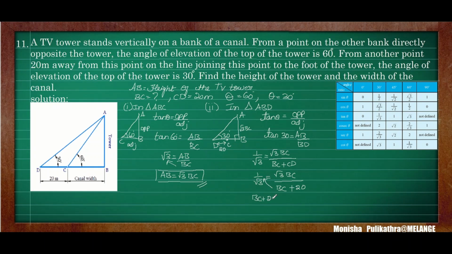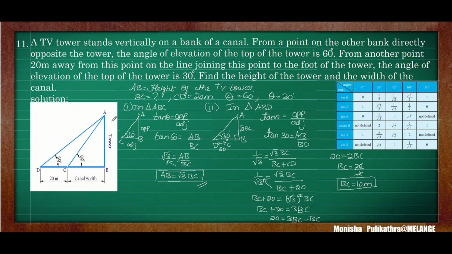It will become BC plus 20 is equal to root 3 into root 3, whole square, BC. The square and root cancel. So BC plus 20 is equal to 3 BC. So 20 is equal to 3 BC minus BC. So 20 is equal to 2 BC. BC is equal to 20 divided by 2. So the width of the canal BC is equal to 10 meters. So we got the width of the canal.